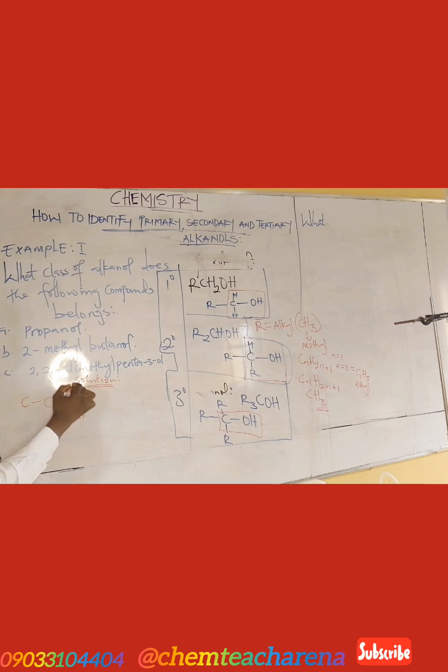Then hydrogen, hydrogen, hydrogen, hydrogen, hydrogen, hydrogen, hydrogen. So this is the structure of propanol.